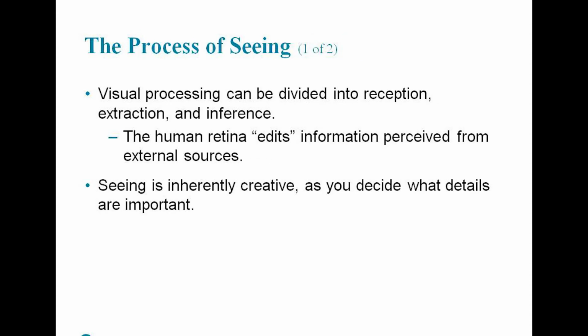Visual processing can be divided into reception, extraction, and inference. The human retina edits information perceived from external sources. Seeing is inherently creative as you decide what details are important. So what they're basically saying is, when you look at something in reality, your brain puts together what it is. It uses its tools and concepts and experience to figure out what it is. So depending on what your experience is, we could both be looking at the same thing and I have a different experience. We'll see something totally different.